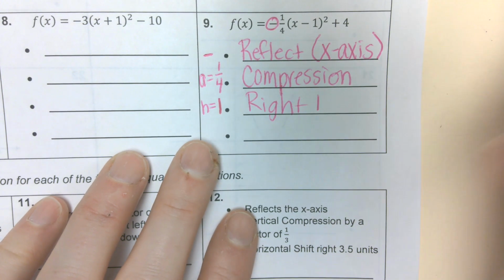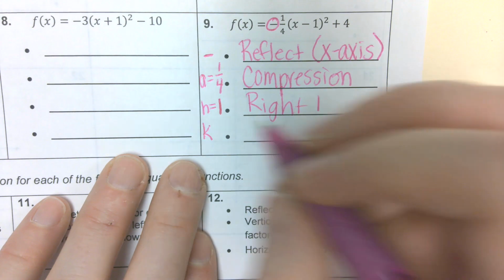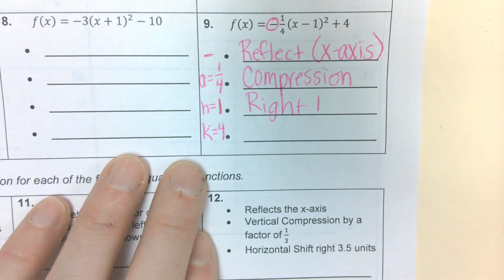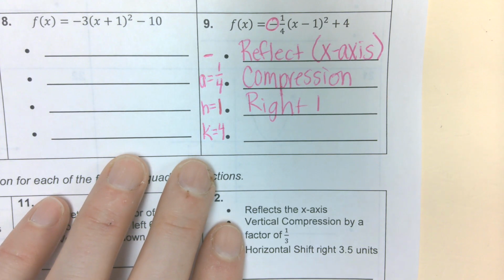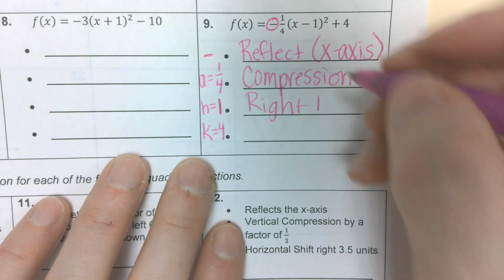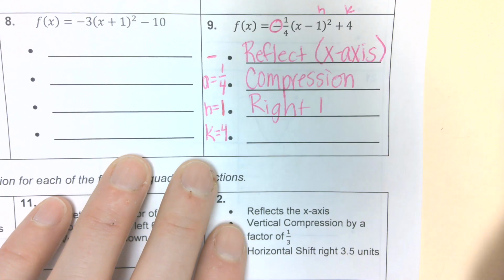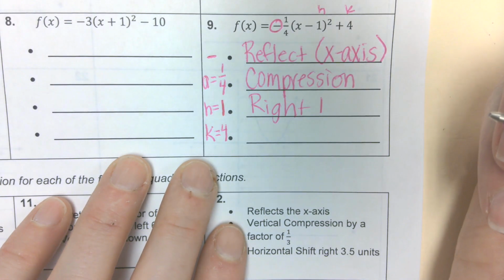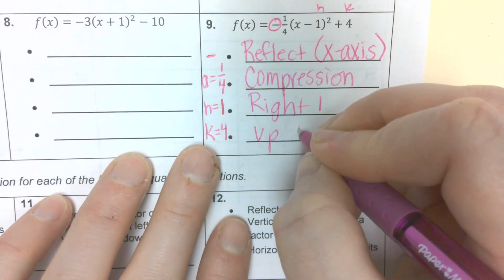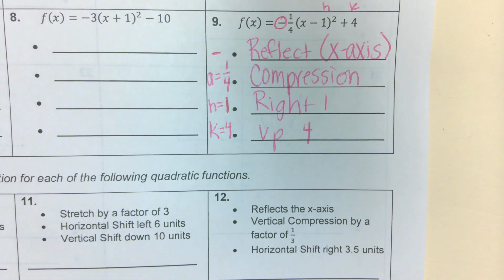And then our last number is k, plus k, so k is 4. So what does that mean? K is our final thing. This is h, this is k. K tells us up or down, so it's positive, so we're going to go up 4. Okay, I'm going to give you a few minutes to do 2 through 8 now.